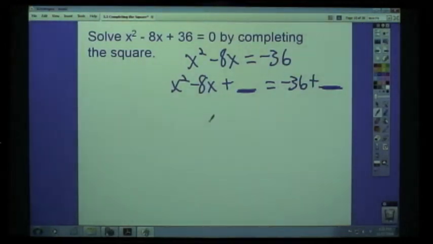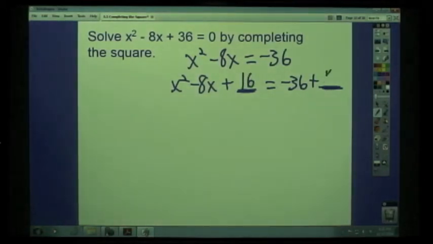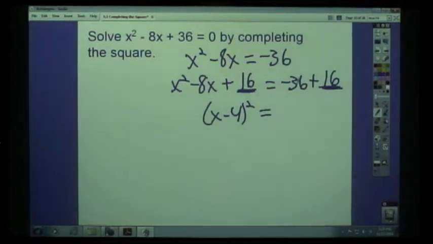Didn't I tell you I was going to repeat that over and over again? Oh yeah, I did. Negative 8 divided by 2 is negative 4. When you square it, that's 16. So you're going to add 16 to both sides. On the left-hand side, this becomes x minus 4 squared. On the right-hand side, negative 36 plus 16 is negative 20.